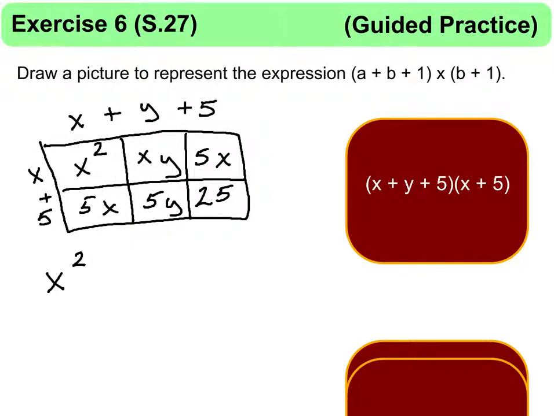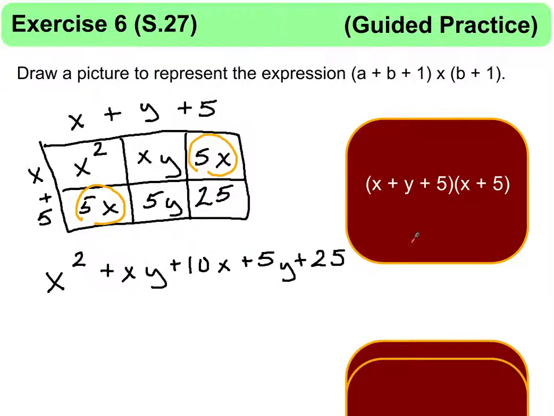So when I write down the answer, you get x squared. We have like terms in a different order of notation, so we might want to note that this is a 5x and this is a 5x. So when we write down our answer, we'll just keep this xy right here. But 5x plus 5x is 10x. 5y does not have a like term, and neither does the 25.